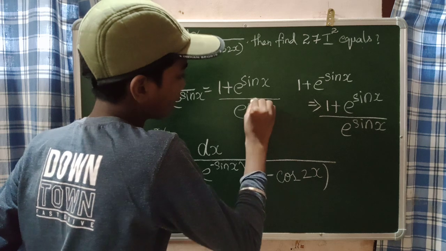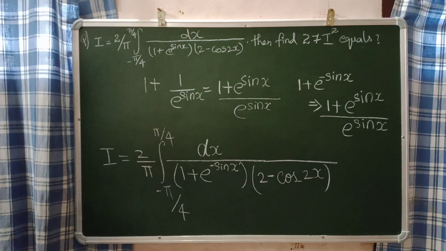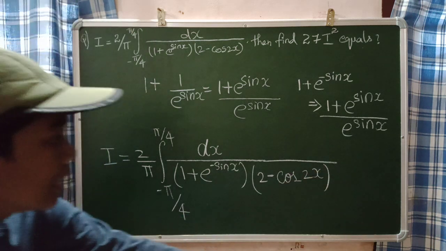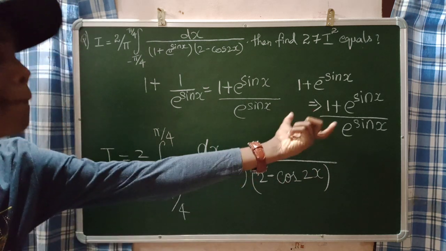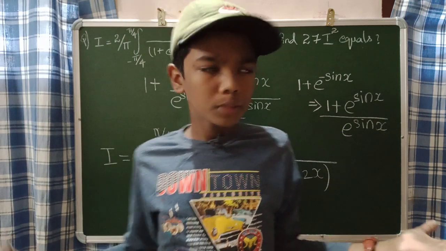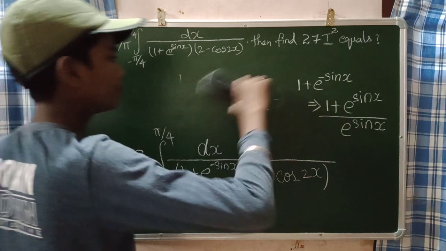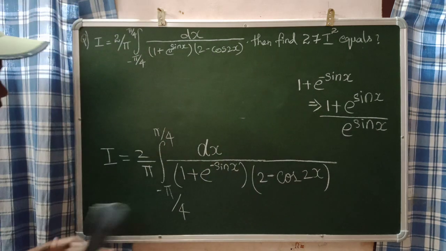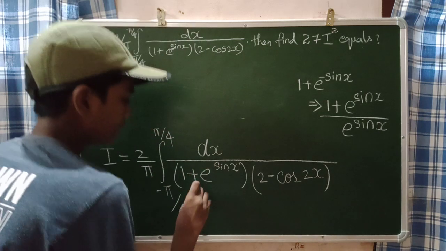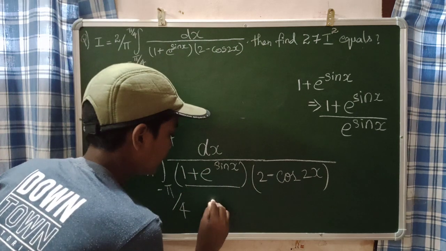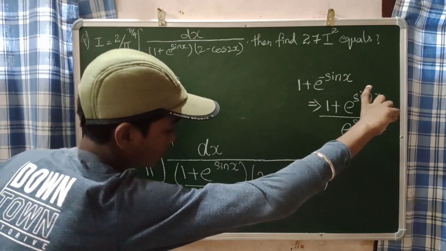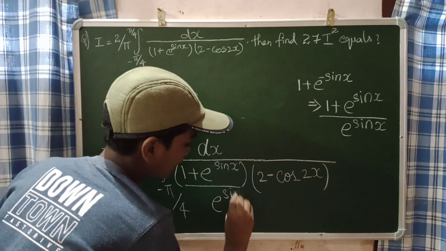That's what I did here also. So 1 plus e to the power of minus sin x can be written as 1 plus e to the power of sin x over e to the power of sin x. I will replace this term like that, because both the terms are the same. Now listen carefully, guys. When I replace like that, you will get the denominator as 1 plus e to the power of sin x divided by e to the power of sin x.